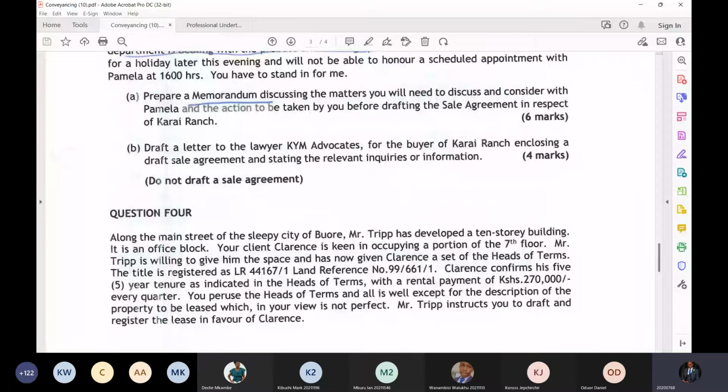You need to have the refs, our ref, your ref, the date. You need to have the address for the advocates. You need to have a reference line, open up, then state: we enclose herewith draft sale agreement for your perusal.